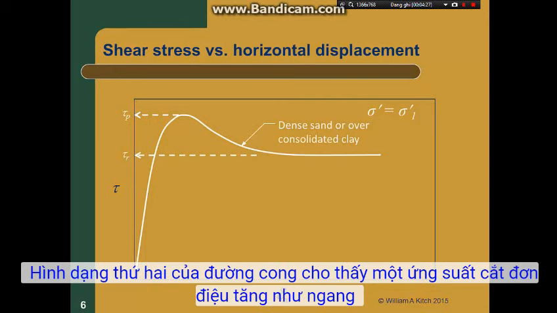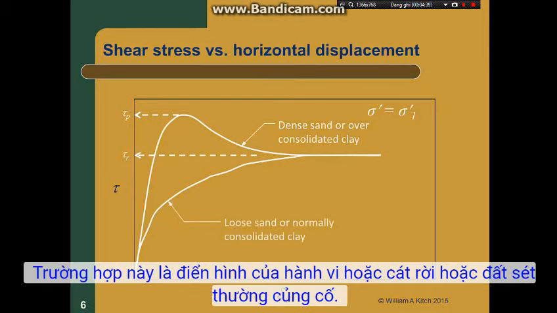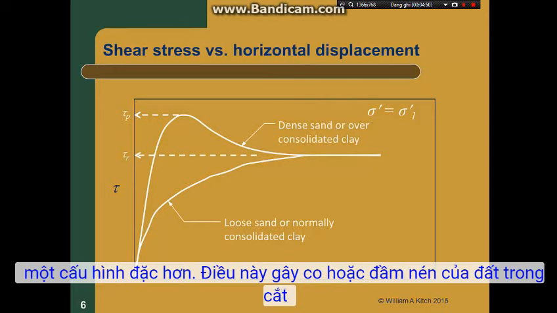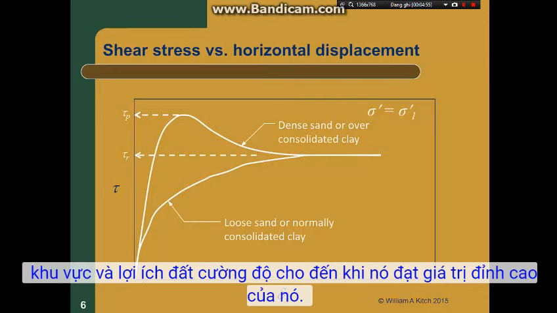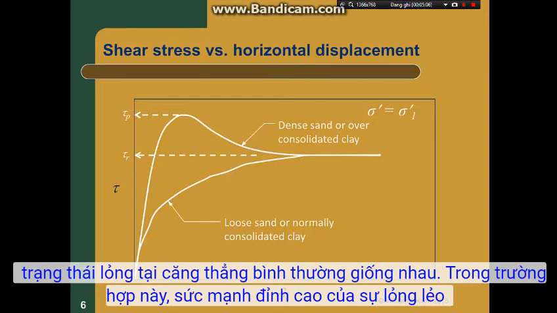The second shape of curve shows a monotonically increasing shear stress as the horizontal displacement increases. It eventually reaches an asymptotic peak strength. This case is typical of the behavior of loose sands or normally consolidated clays. In these soils, the shearing process causes soil particles to rearrange themselves into a denser configuration. This causes contraction or densification of the soils in the shear zone, and the soil gains strength until it reaches its peak value. This particular figure illustrates one soil, say a certain sand, tested in both a dense and a loose state at the same normal stress.